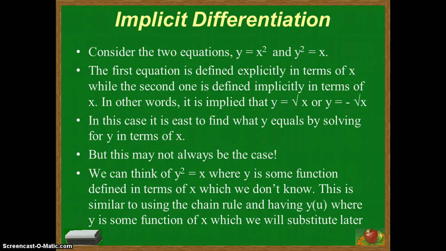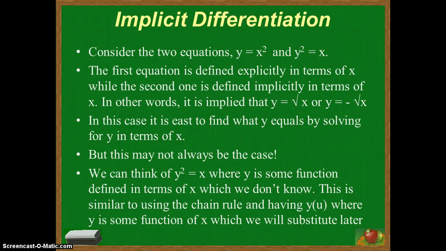The first equation we would say is defined explicitly in terms of x. In other words, it's very clear what y is in terms of x. While the second one is defined implicitly, in other words, it is implied in terms of x, that y equals either the square root of x when you solve that equation for y, or y equals negative square root of x. In this case, it's easy to find what y equals by solving for y in terms of x, but this may not always be the case.